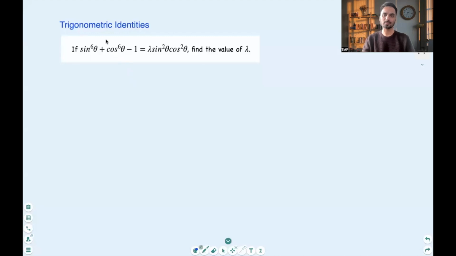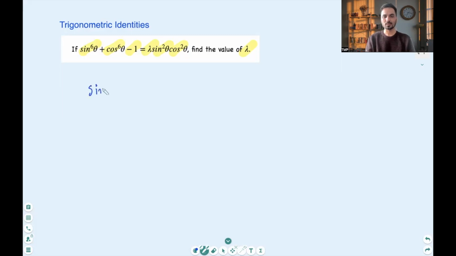In this video, we are discussing a trigonometric identities question, and the question is, if sin⁶θ plus cos⁶θ minus 1 equals lambda times sin²θ cos²θ, then find the value of lambda. So let's get started without wasting much time.